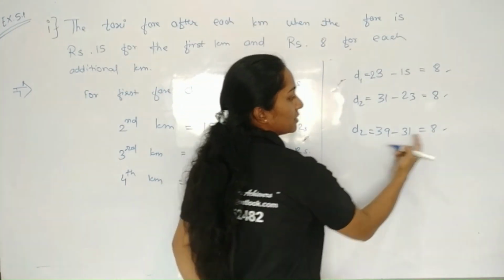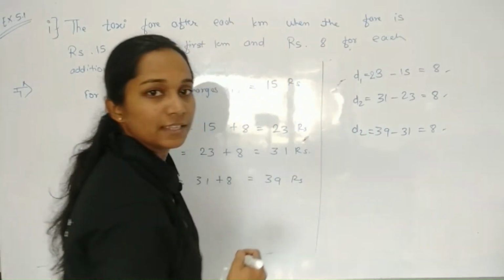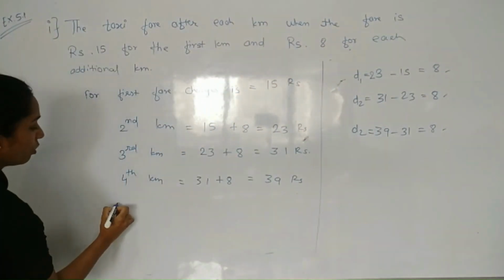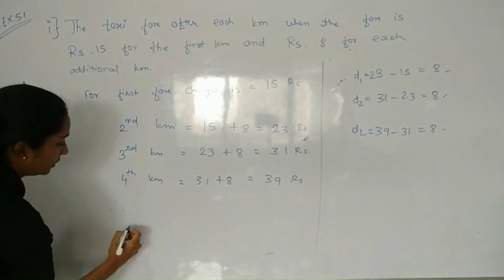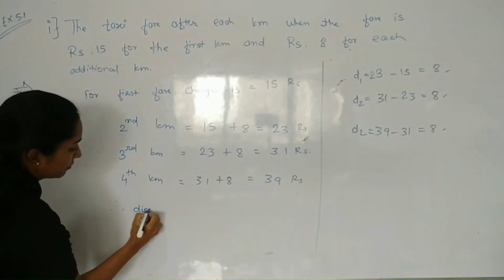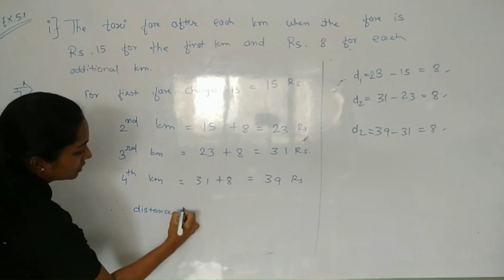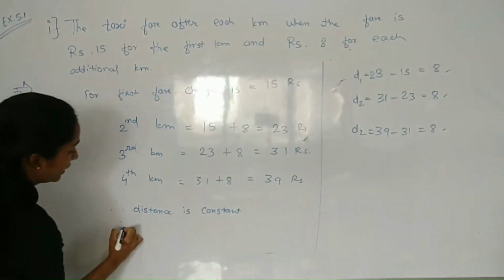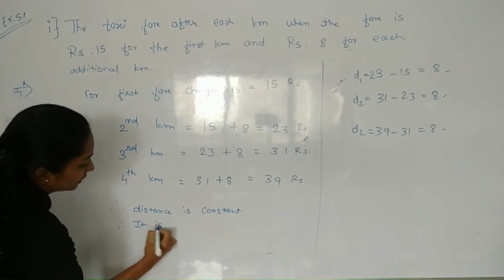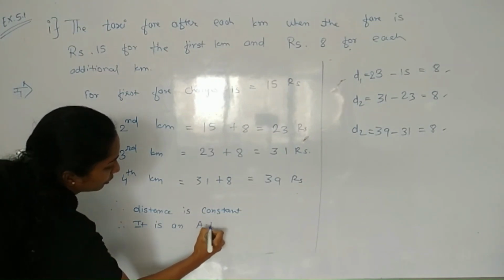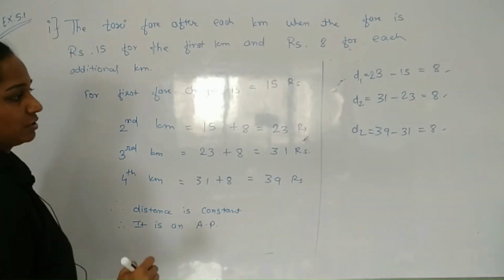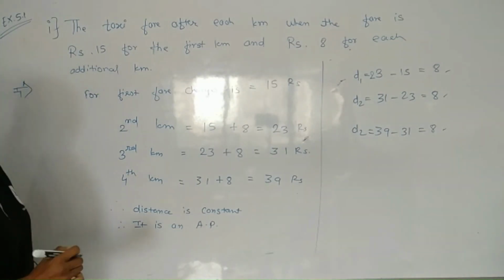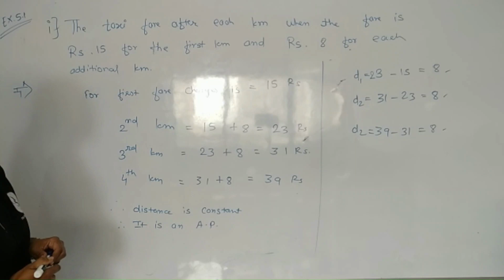So if you check, all the differences are constant, right? The difference is the same, hence this is an AP. It is an arithmetic progression list. So got it? This is how we solved our first example.